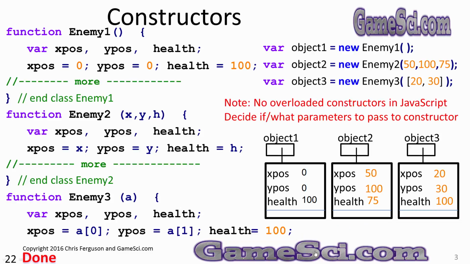Note, no overloaded constructors in JavaScript. Other languages might allow you to write 2, 3, 4 different versions of constructors. JavaScript doesn't. We've got to decide if and what parameters to pass the constructor when we're coding it. The reason I included the array example is the array example would be a way to send multiple values as parameters without listing them all out. If you wanted to mimic the idea of an overloaded constructor, you might be using that array example.